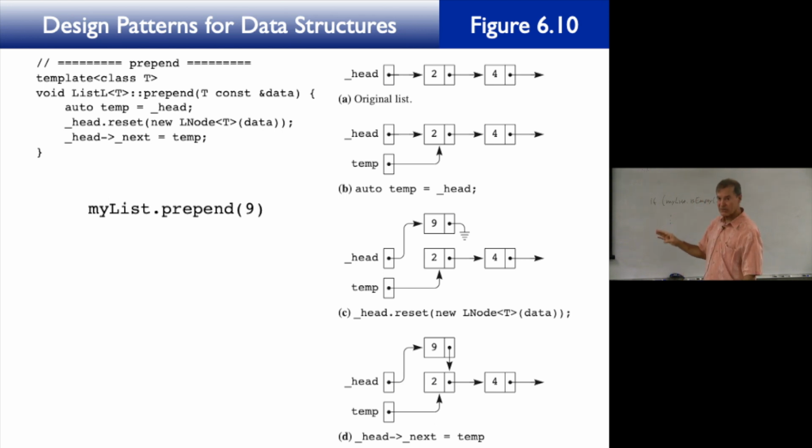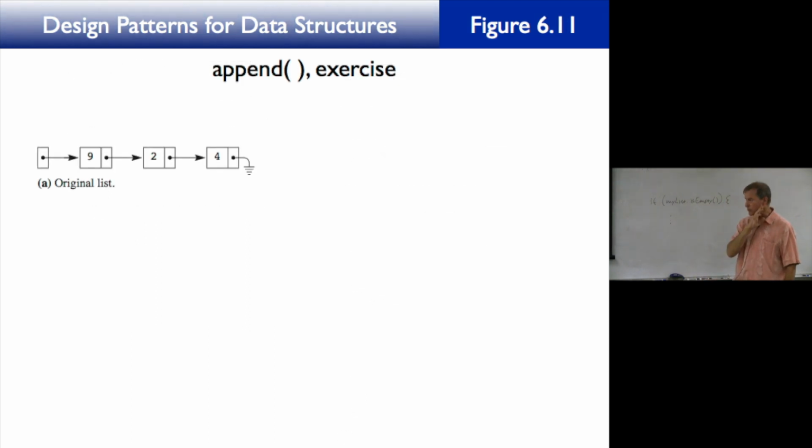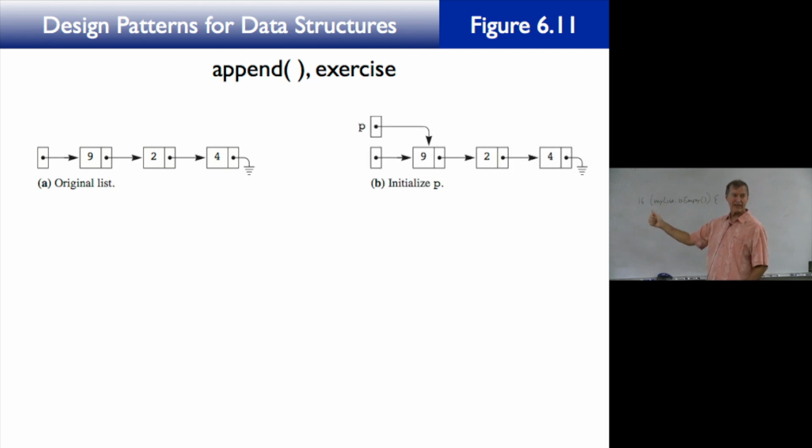Does everybody see how this works? Is everybody clear? Okay, now append is an exercise. So let's think about what you're going to have to do in order to do append. So look, first thing you're going to have to do is, let's suppose we have the original list in part A has the list 9, 2, 4, and we want to append something to the end. Well, first you're going to have to initialize a P, because you've got to get to the end of the list, right? So you're going to run P down the list.